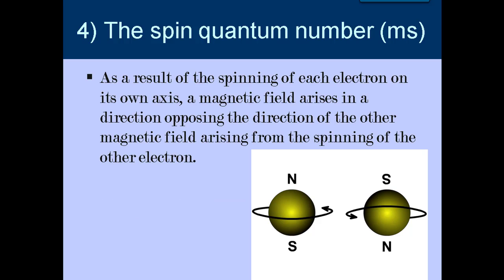You can observe here that we have 2 electrons rotating in opposite direction. As a result of this rotation, a magnetic field arises, but the magnetic field in the first electron is opposite to the magnetic field of the other electron. So, as a result of this, the repulsion force between the 2 electrons decreases.